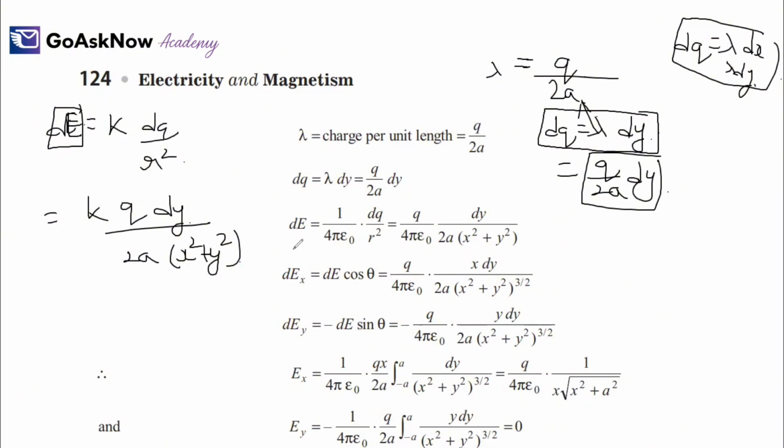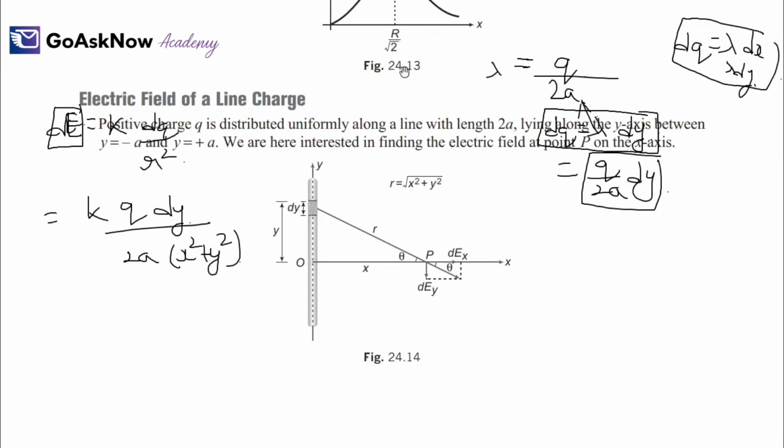Now you can observe that dE has two components. See the figure once again. dE acts in this direction and makes angle theta with the x-axis. So it has two components: dE x, which is dE cos theta, in the positive x direction, and dE y, which is dE sin theta, in the negative y direction. Just see the next calculation.